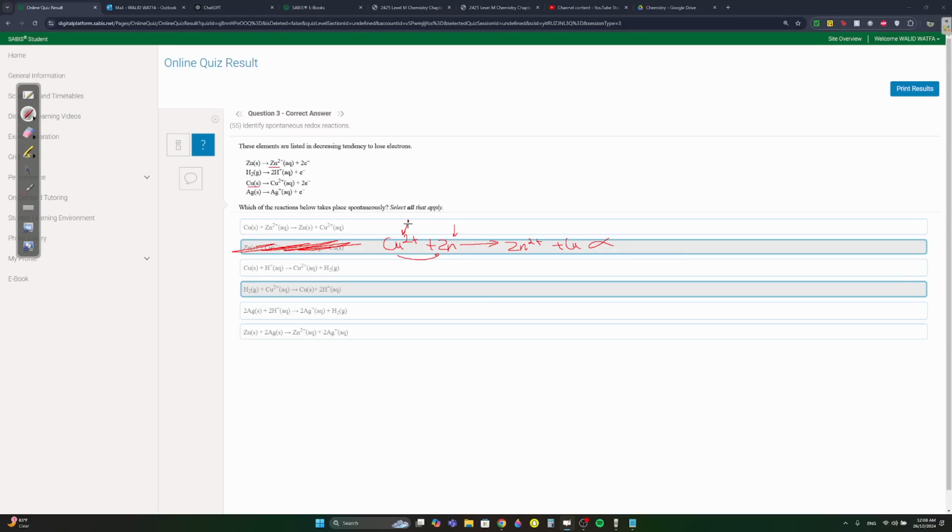So Zn 0, you read which one has 0, it's Zn. So you see, the one that has zero charge, is it more reactive than the one that has charge? Zn, it's more reactive than Cu2 plus, so it can obey the gamma rule.